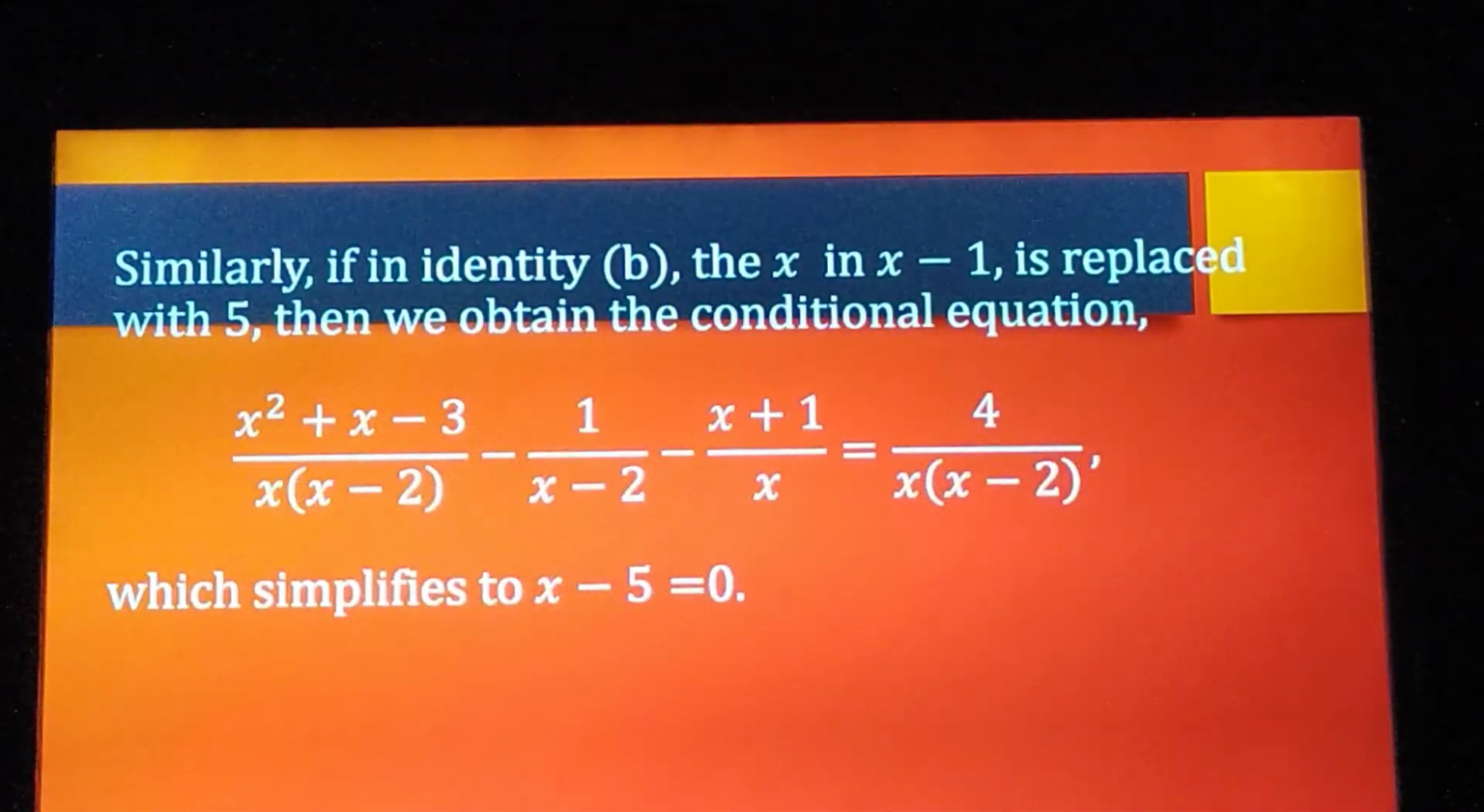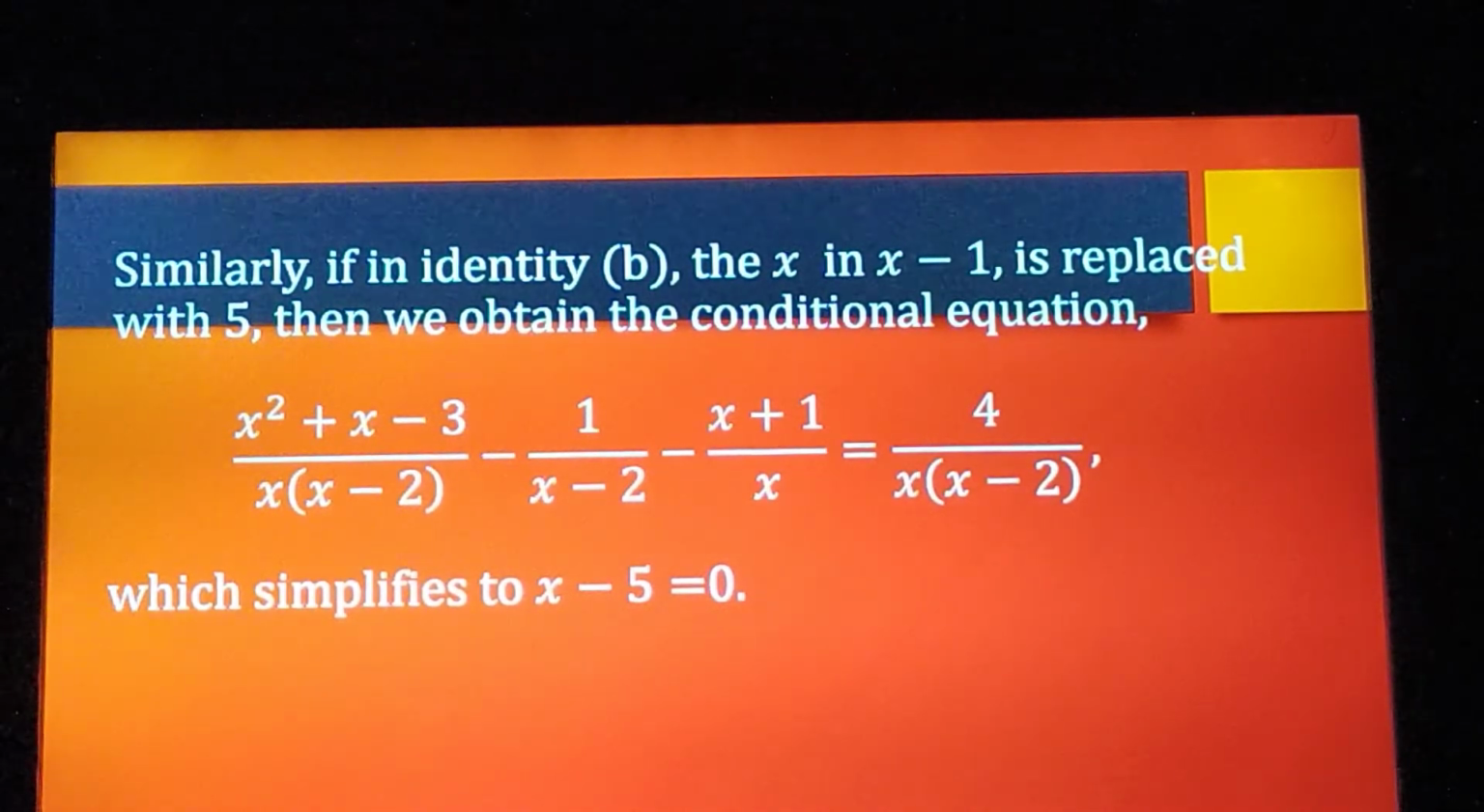Similarly, if in identity B, the x in x minus 1 is replaced with 5, then we obtain the conditional equation (x squared plus x minus 3) over x times (x minus 2), minus 1 over (x minus 2), minus (x plus 1) over x, equals 4 over x times (x minus 2), which simplifies to x minus 5 equals 0, which indicates that x equals 5 is a solution to the conditional equation.